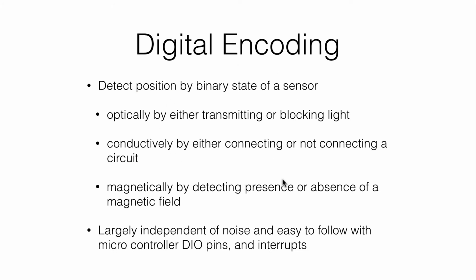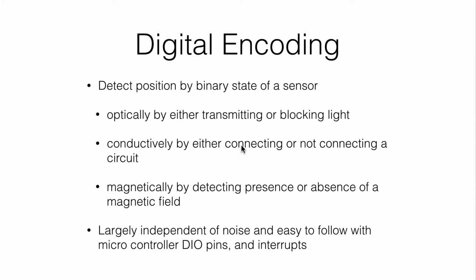Digital encoding is what you'll get in just about all modern mechatronic equipment, where you're going to read the position by a series of digital pulses. So we're detecting position over time by the binary state of a sensor. For example, it could be optically, either transmitting or blocking light if we are shining a light onto, for example, our photodetector. That was an example of potentially optical encoding. We can tell whether there's light passing or not.